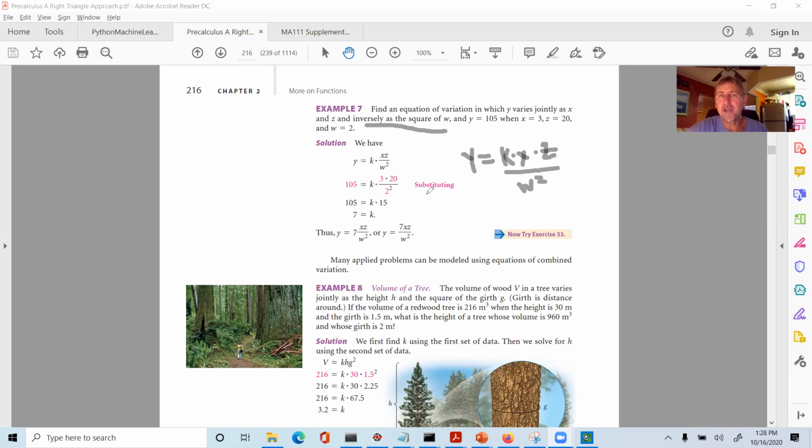Same idea, plug back in. They give you y, x, z, and w. 3 times 20 is 60. 60 divided by 4 is 15. Divide the 15 to both sides, and k equals 7. All right, so now we put that 7 in for k, which is what we've done down here. And they showed it either way, the constant times the values, or putting it on top in the numerator.